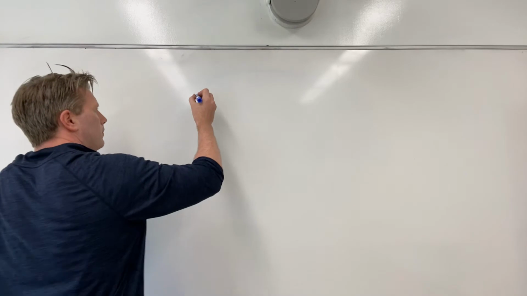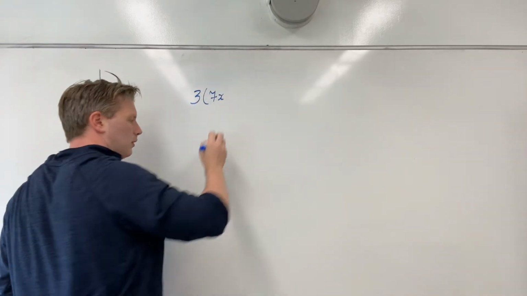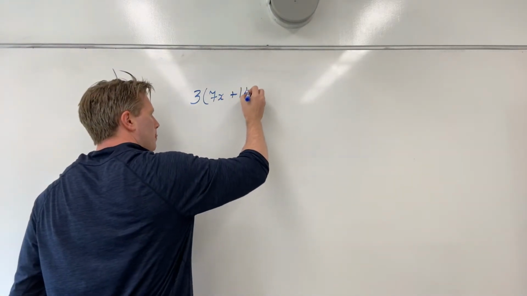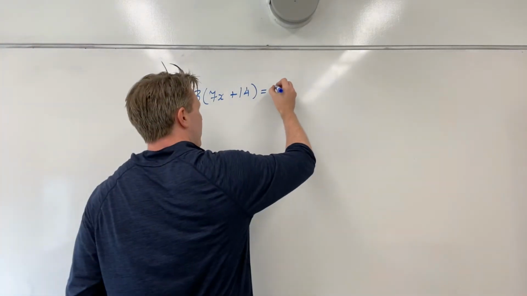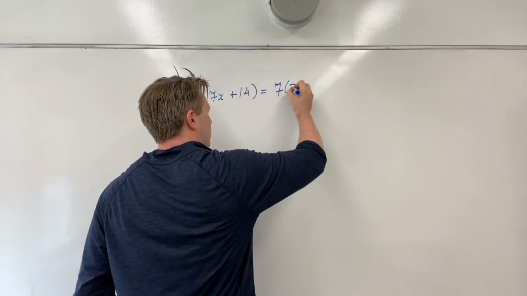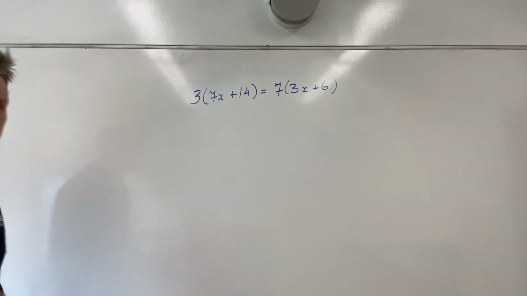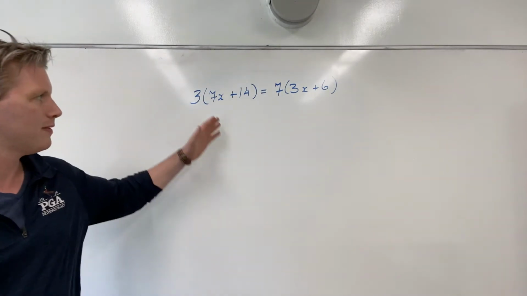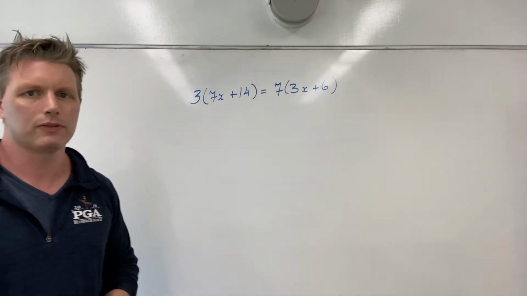3 times 7x plus 14 is equal to 7 times 3x plus 6. All right, that's our linear equation, and we're asked to solve it. All right, so what is the value of x that satisfies this equation?